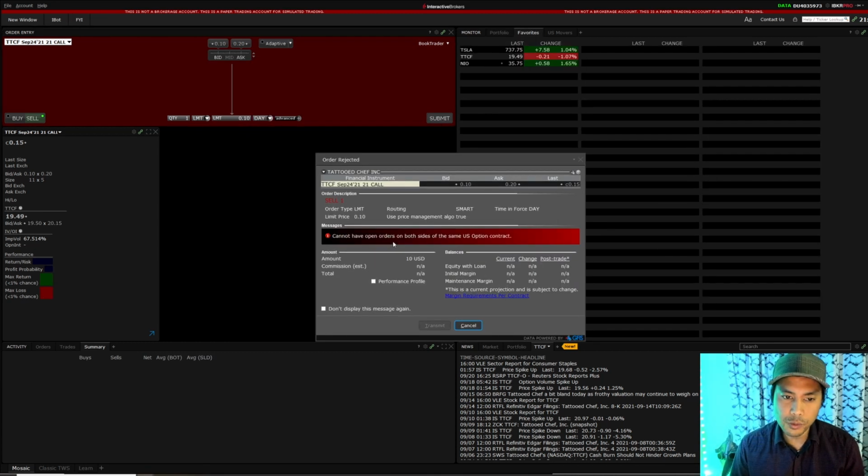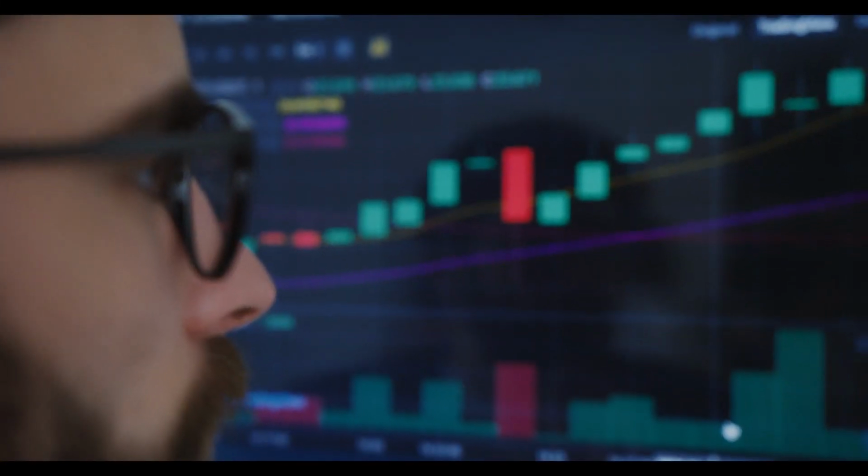It then goes into this window, but right here it says that I cannot have open orders, but that's because in this account I don't have 100 TTCF shares. But anyway, this just shows you that I get paid $10 for that contract if I was to do that. So to conclude, the call option is just another strategy for you to make a little bit of money while holding on to the shares that you have.